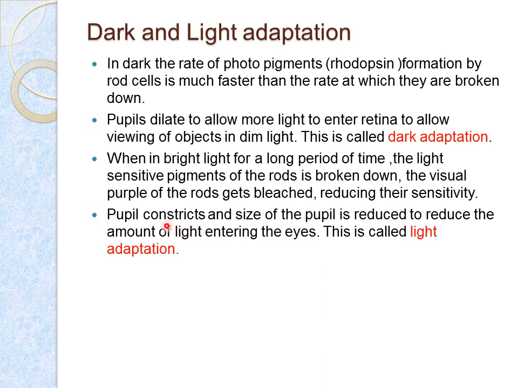Now the pupils constrict and the size of the pupil is reduced, to reduce the amount of light entering in case of bright light. This is called light adaptation. So when we dilate our pupil to view objects in dark or dim light, it is called dark adaptation, and this is called light adaptation. Now next comes color vision.